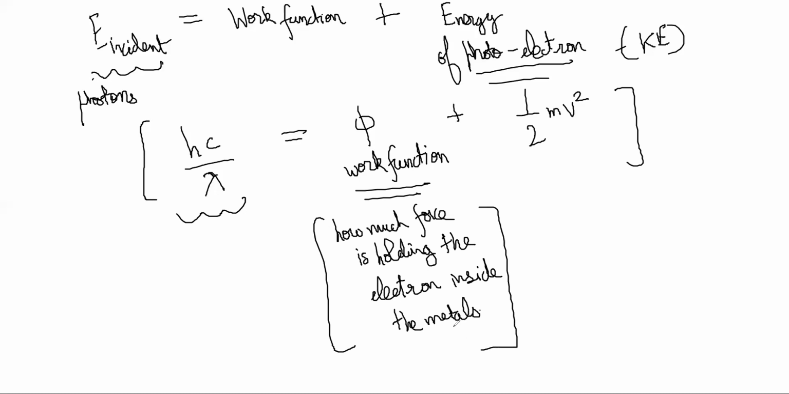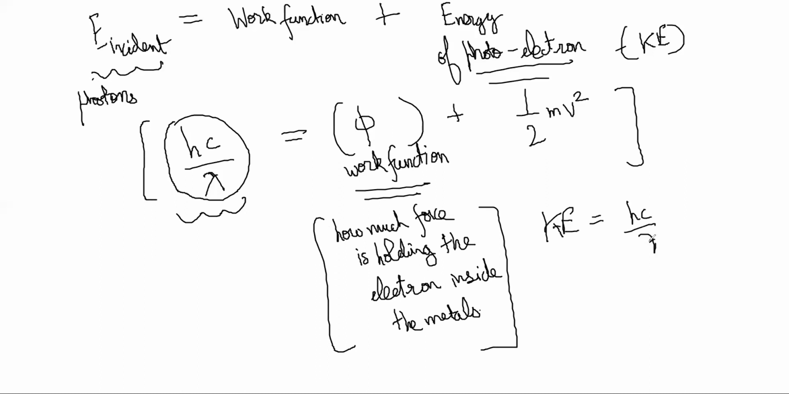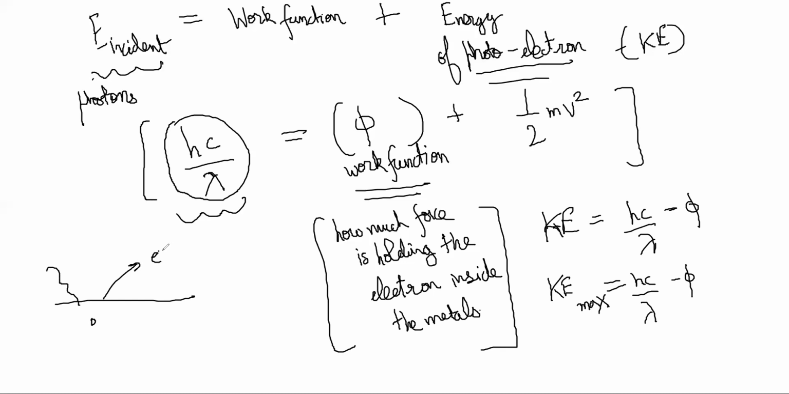Correct. So this is a constant that depends on the material, and the threshold wavelength is decided by this constant. So what will happen is the kinetic energy of the electron becomes hc by lambda minus work function, right? So the maximum value of kinetic energy is hc by lambda minus work function. This is assuming that once a wave has struck and an electron has come out, there is no loss of energy in the process.